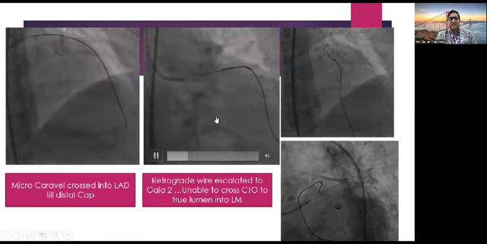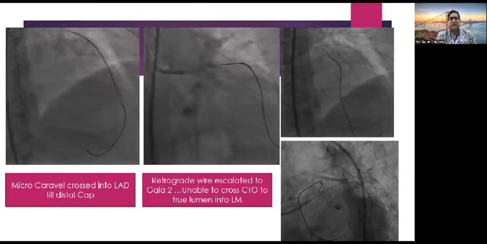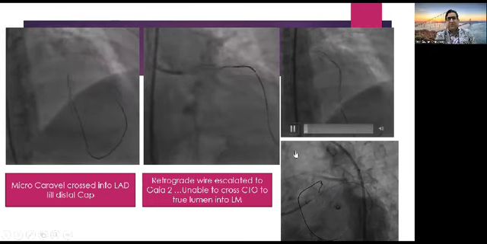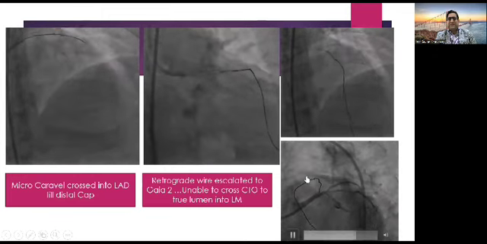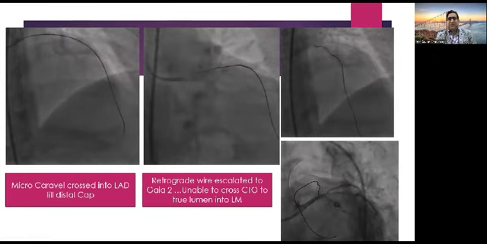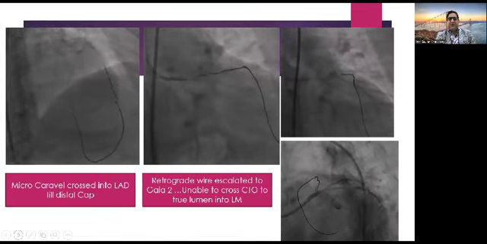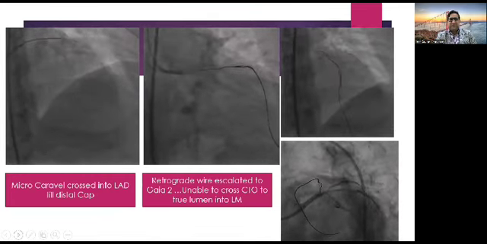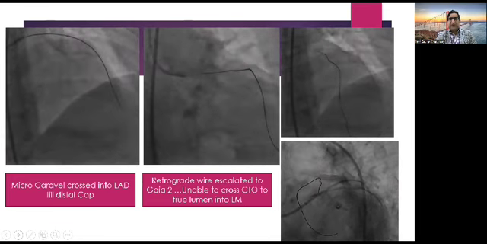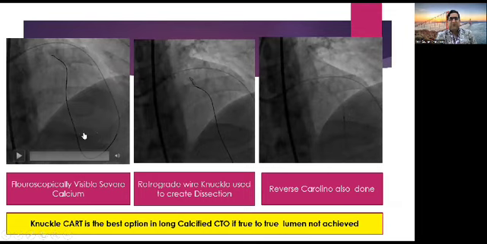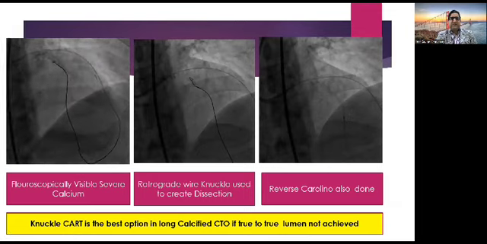We tried to escalate the wire, but this wire was not going from lumen to lumen. It had some false lumen. We can see it's not going into the true lumen, and it appears to be a very calcified long CTO segment. So this is a difficult situation that we are often stuck in. You can fluoroscopically clearly see there is a lot of calcium in this CTO segment.